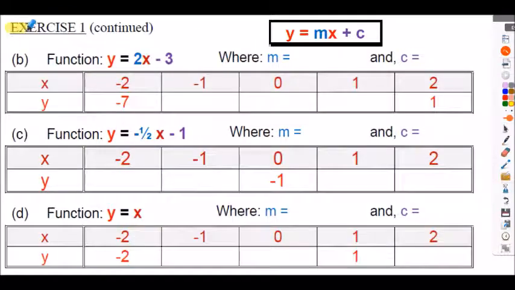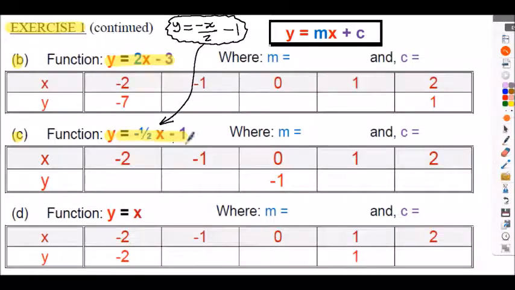Exercise 1 is continued here. We're given 3 more functions. Function b, y is equal to 2x minus 3. Function c, y is equal to negative a half x minus 1. The equation could be written as y is equal to negative x divided by 2 minus 1. That helps you with your calculations. And finally, we're given function d here, y is equal to x.